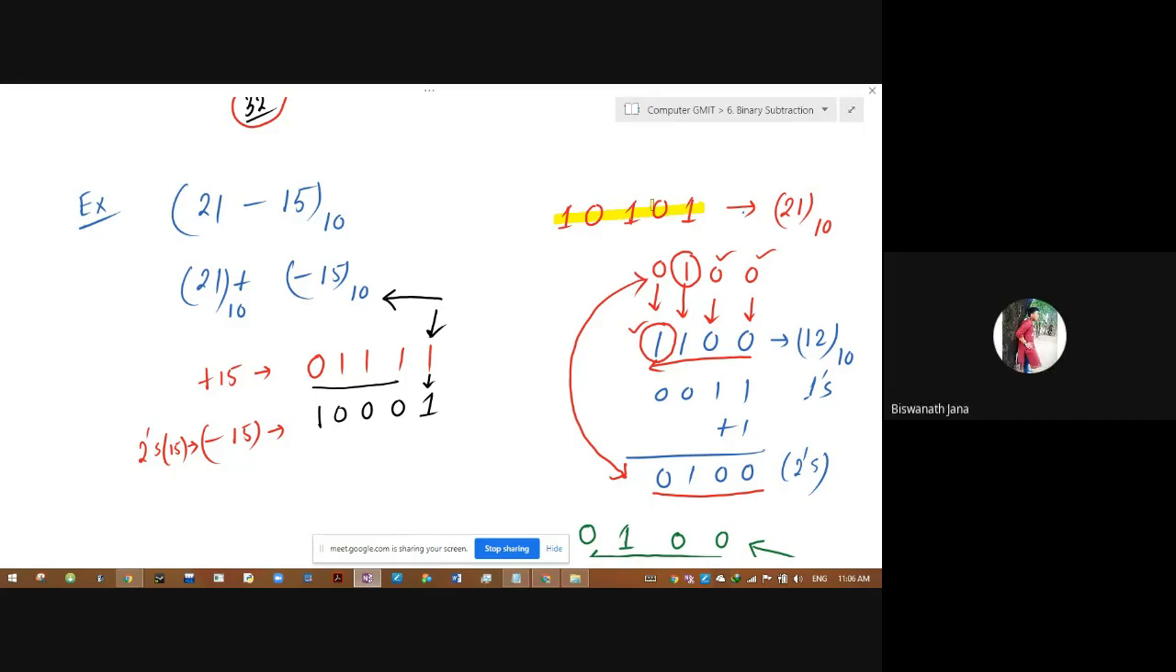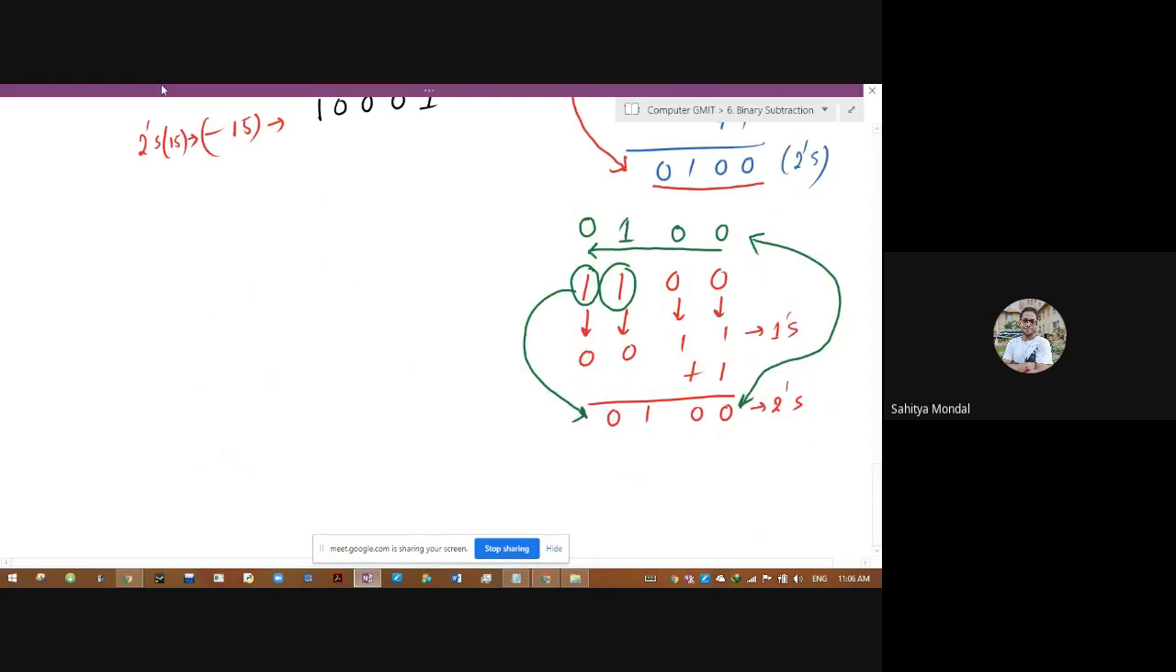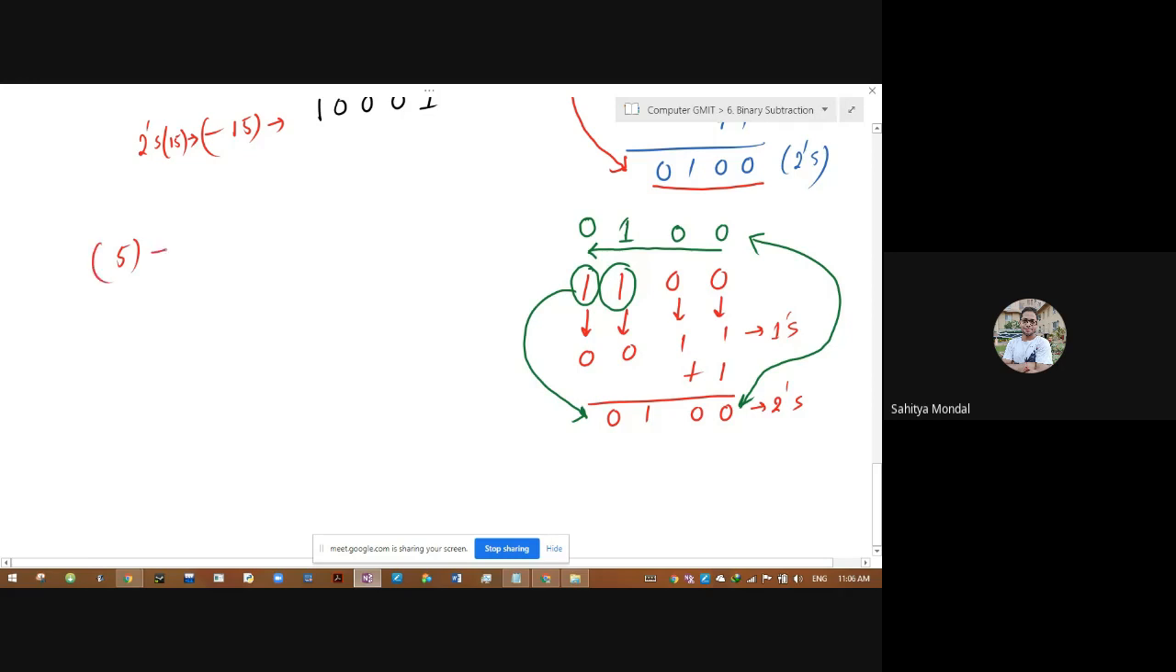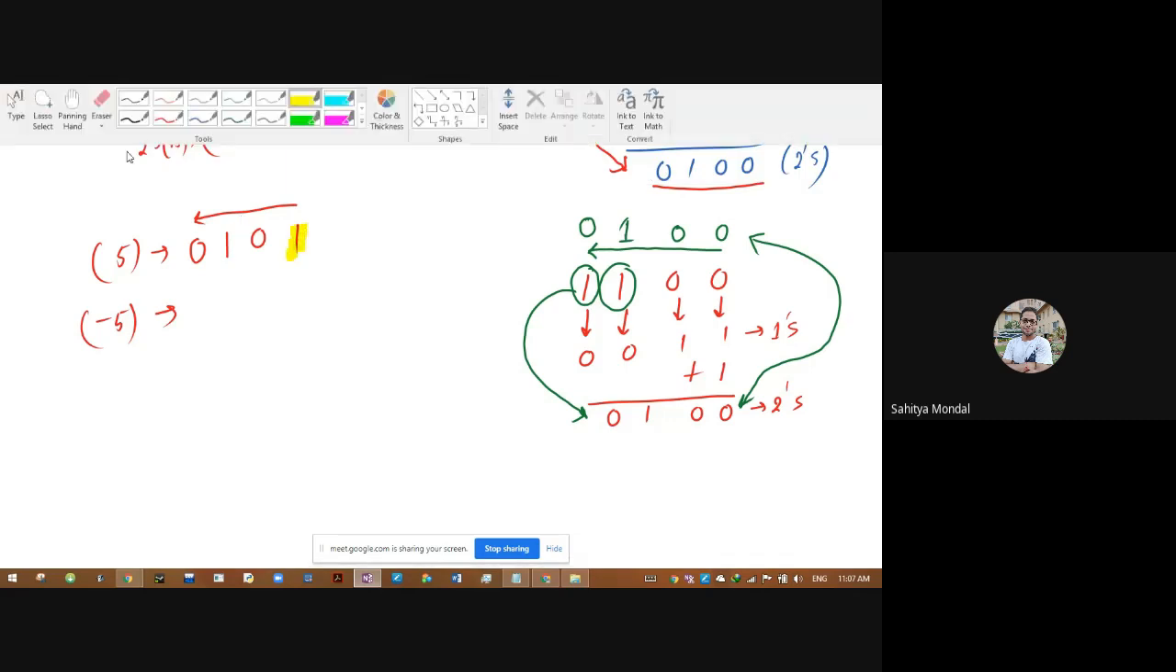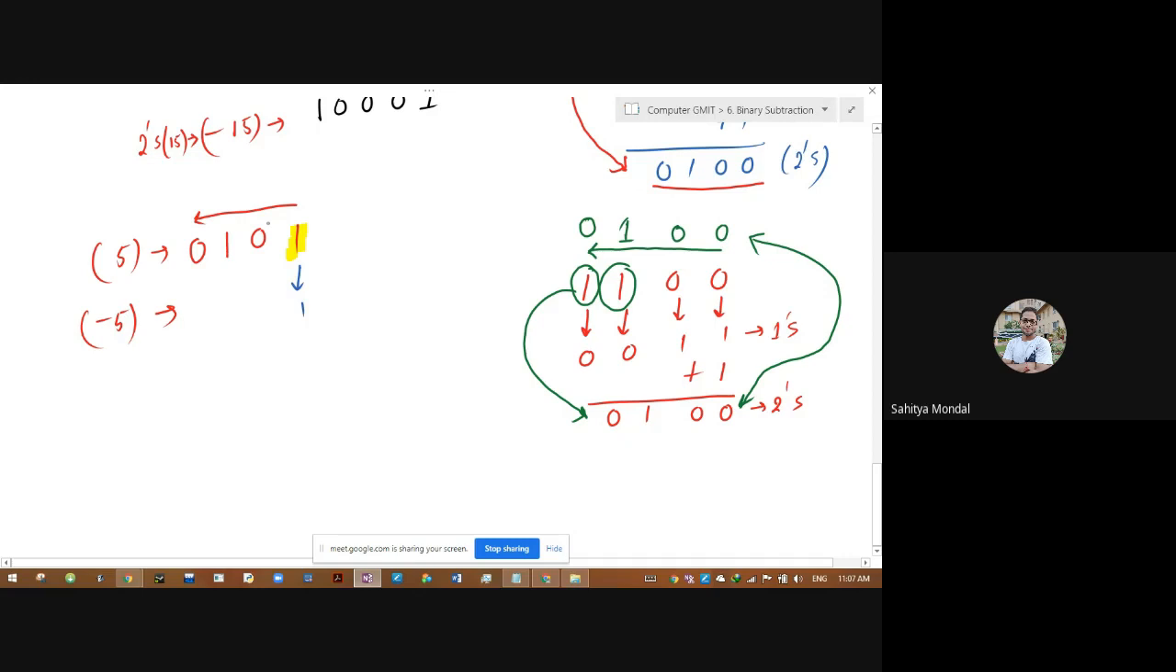Sir, can you show the one for minus 5 directly? I will show minus 5, okay. So what is 5? 5 is 101, or you can add a 0. Now minus 5 means I am scanning from left to right. So the first occurrence of 1 will be found in the first bit position. So no issue, I keep this one, and the remaining bits will be toggled. So 101. Understood?